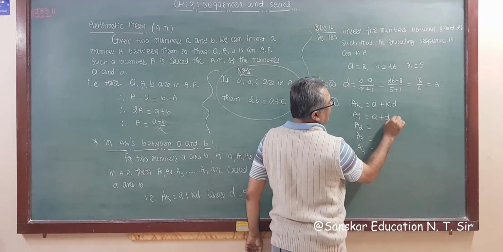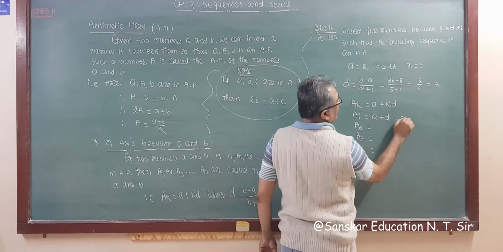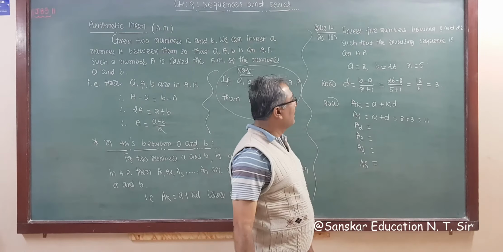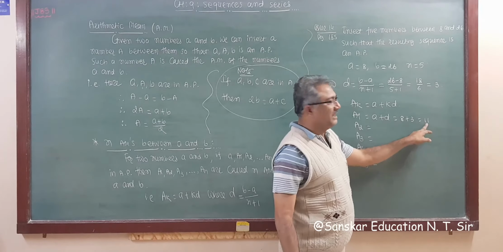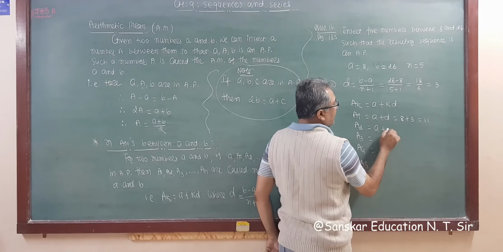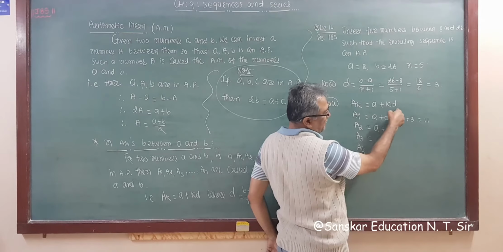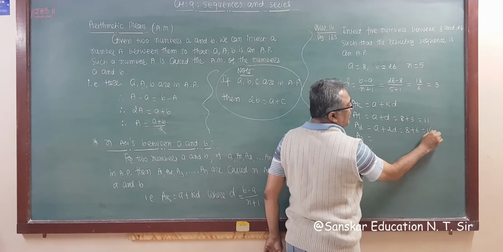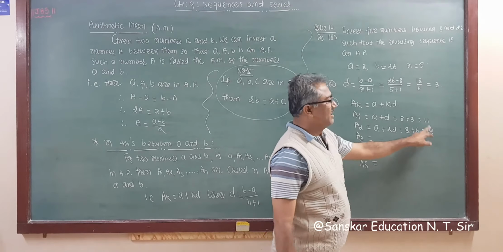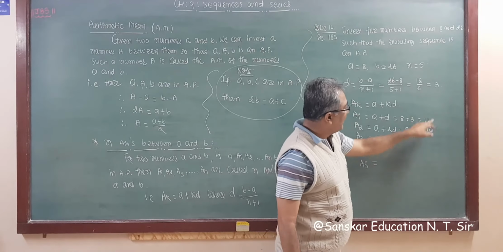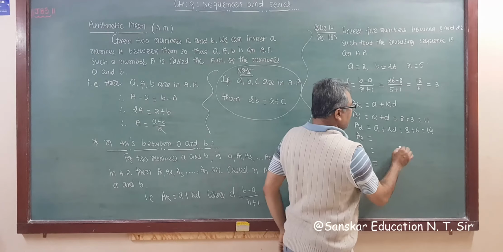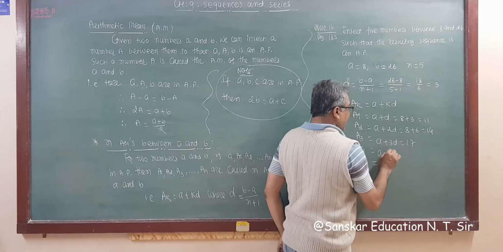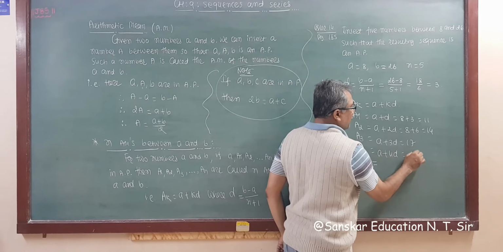A plus d. Now a is 8 plus d is 3, that is 11, right? So 8 plus 3, 11. Now a plus 2d, if I write 2 here, a plus 2d, that is 8 plus 6, that is 14. So next term will be 8 plus 3 plus 3, 14. Then a plus 3d is equal to 17. A plus 4d is equal to 20.